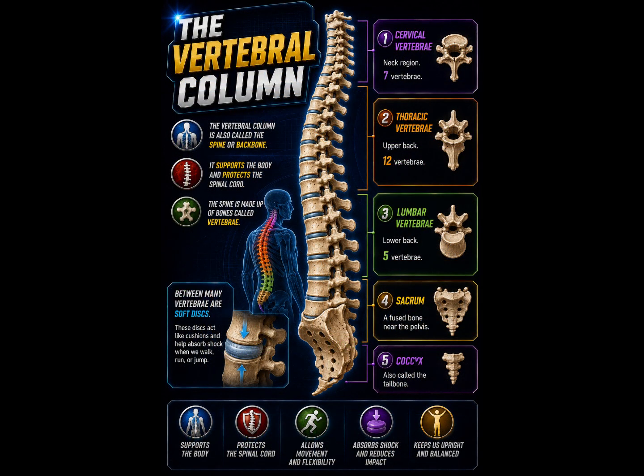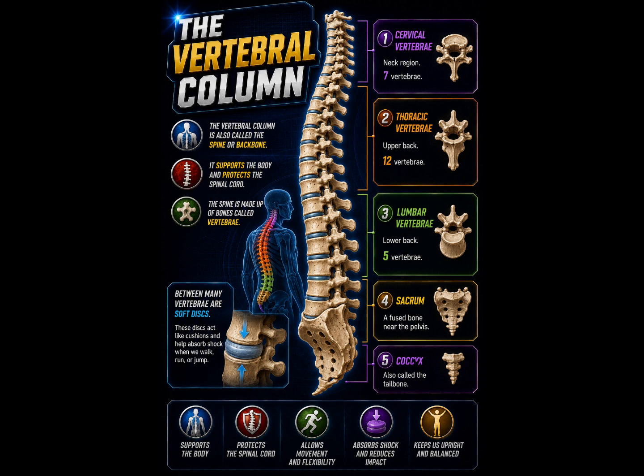The vertebral column. The vertebral column is also called the spine or backbone. It supports the body and protects the spinal cord. The spine is made up of bones called vertebrae. There are 5 regions. Cervical vertebrae. Neck region. Total of 7 vertebrae. Thoracic vertebrae. Upper back. Total of 12 vertebrae. Lumbar vertebrae. Lower back. Total of 5 vertebrae.